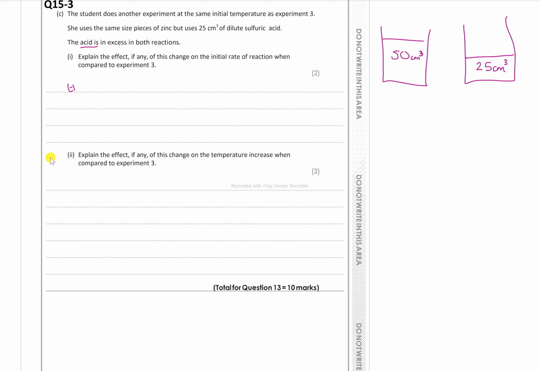Right. The rate of reaction is the same because you have the same, I would have said, the same concentration of acid and same surface area. Right. But you can also say that, because the initial temperature is the same, they've not made any changes except they've put 25 centimeter cubed here instead of 50. Right. Explain the effect, if any, of this change on the temperature.